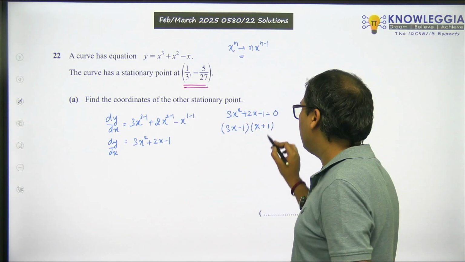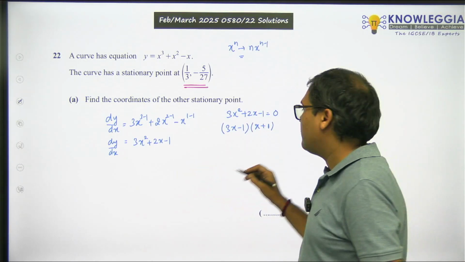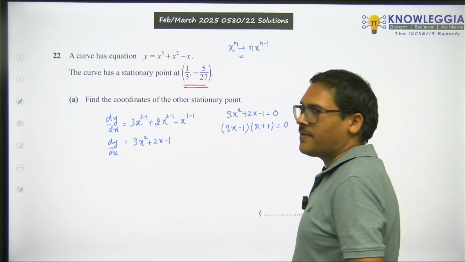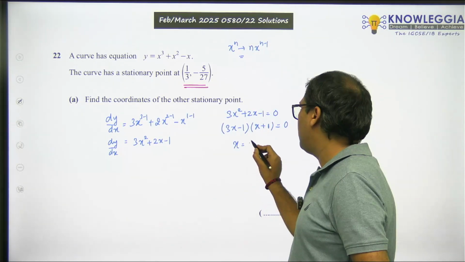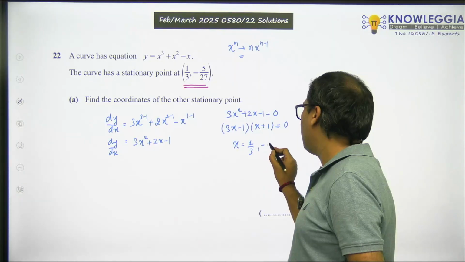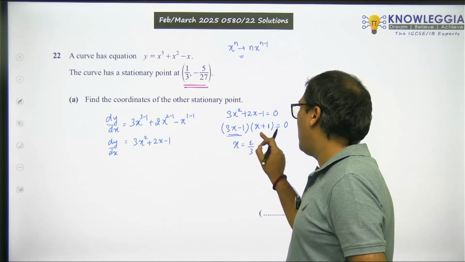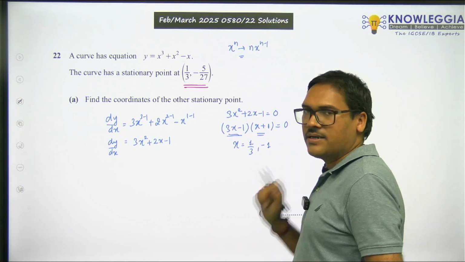You can just verify this: 1 and minus 1 will become minus 1. So this will be 0. You can just factorize this and see what x is. X is equal to 1 by 3 or minus 1. This is 0 or this is 0. So this is 1 by 3 or minus 1.